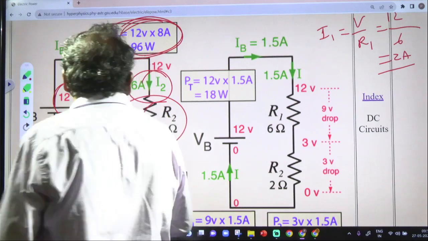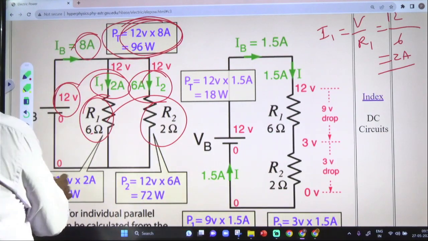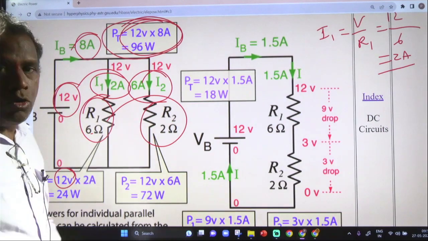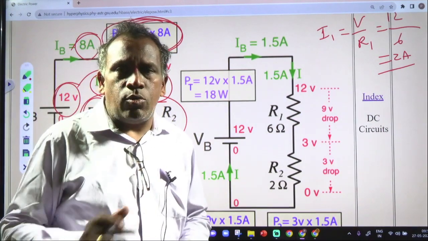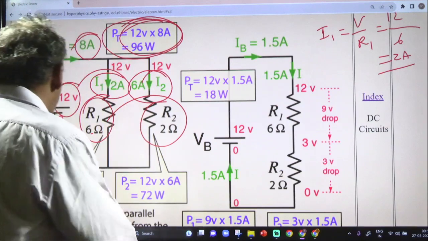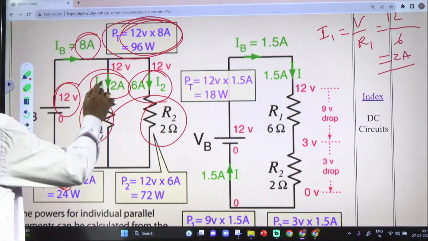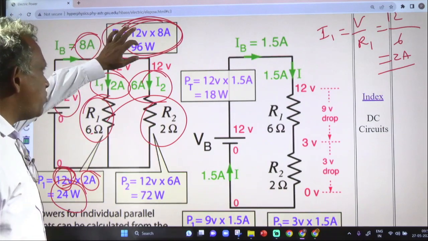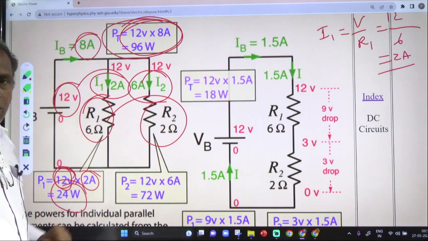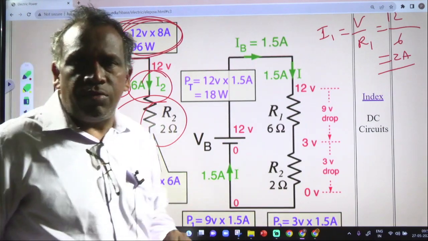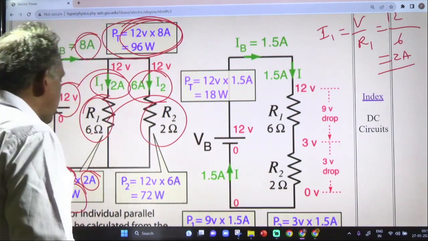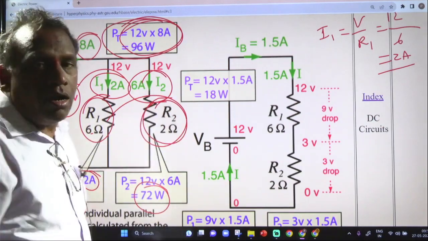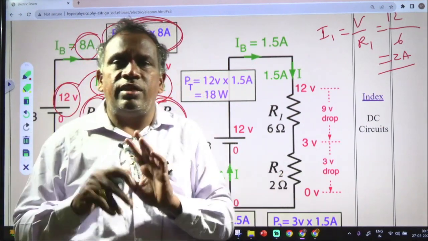To find that out, the voltage remains the same in parallel. That's why it is 12 into the current of 2 amperes, 12 into 2, 24 watts. See, out of 96, 24 watts goes through R1. So 96 minus 24, that is 72. So 72 watts will be there in R2, which means power is also divided in parallel.